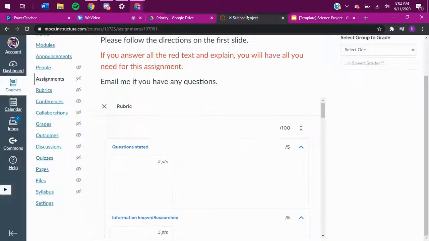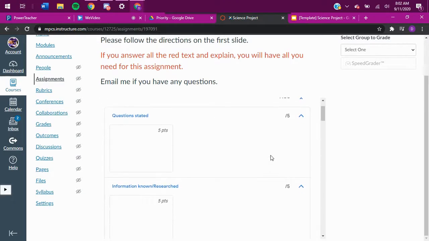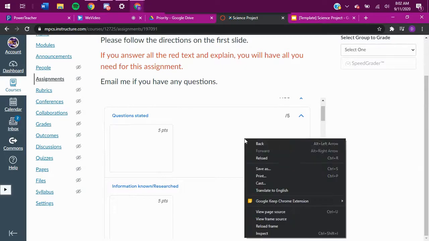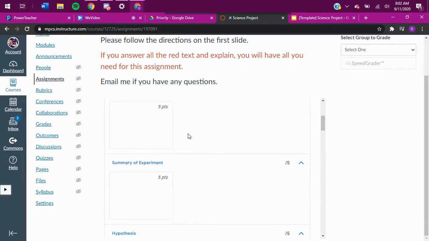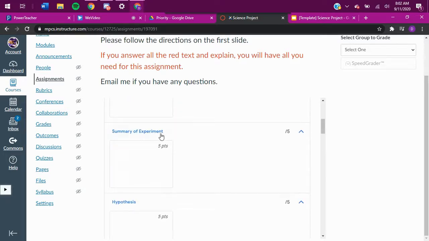So what do you need? I actually have the rubric pulled up here on this tab. For 5 points, you're going to need to make sure that your question's stated. For another 5 points, you're going to make sure that the information is known and you have researched something. For this one, a summary of your experiment. This is just a broad overview of your experiment. It is not meant to be a detailed point by point thing. You're just telling me the summary.